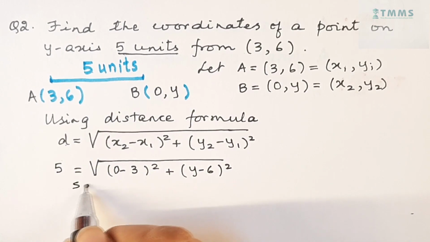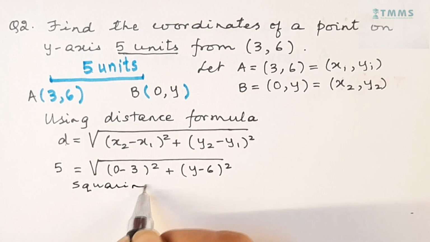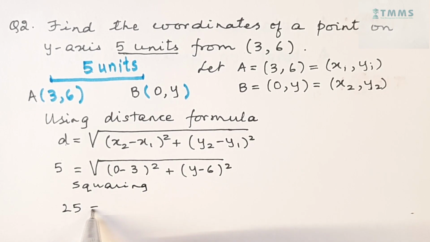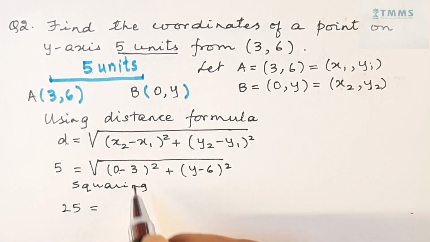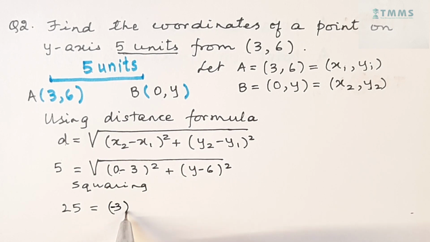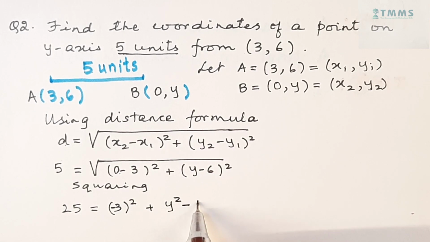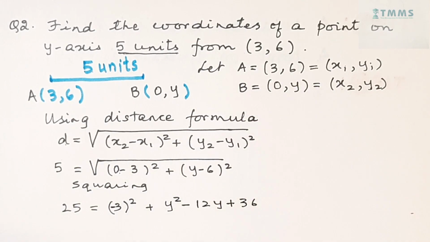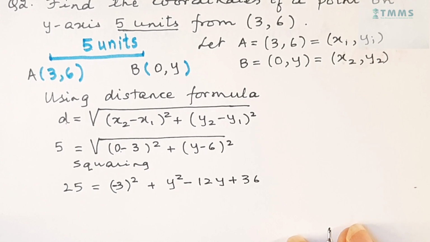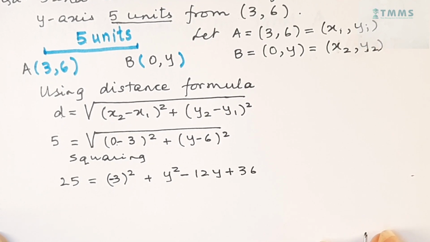Now here we'll have to square both sides. So squaring, we will have 25 equal to 0 minus 3 is minus 3 whole square, and plus here it will be y squared minus 12y plus 36. Can you see how neatly we present this? Do not write your solution in erratic manner. If you write it in erratic and unpresentable manner, the examiner is going to find it very difficult to give you marks. And so in order to get full marks, you must show proper presentation of your work.